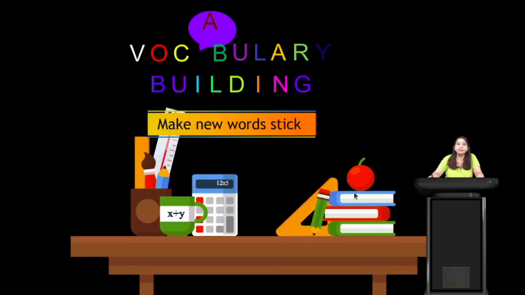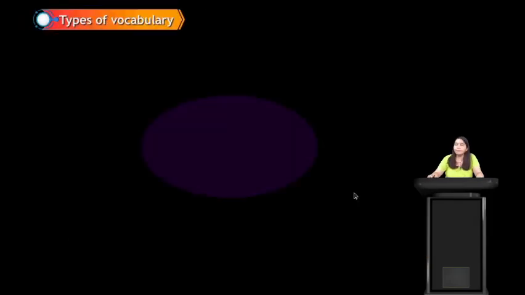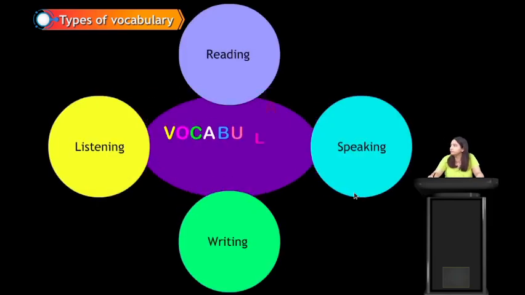So vocabulary building is making new words stick. Types of vocabulary: now understand the types of vocabulary. Alright, oral and print. These are reading, speaking, writing, and listening. These are the types of vocabulary.